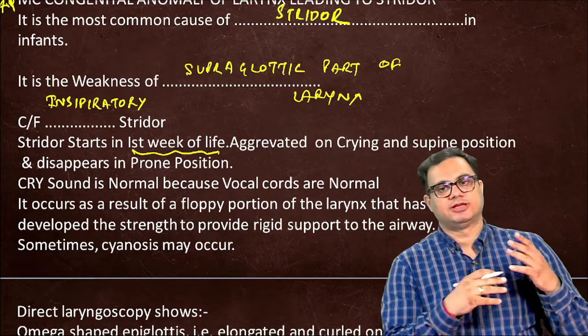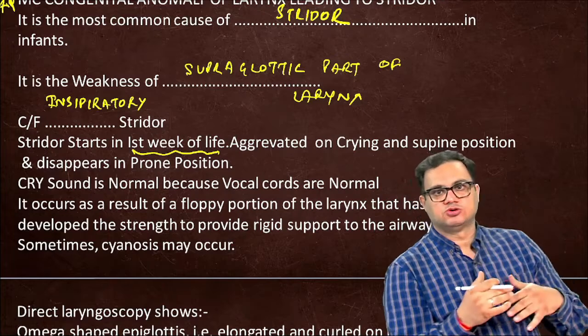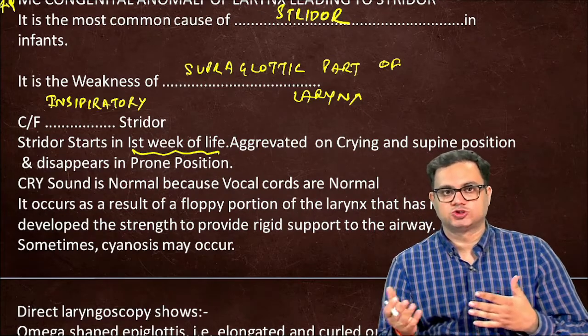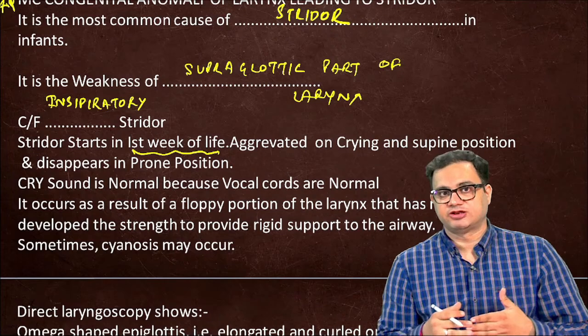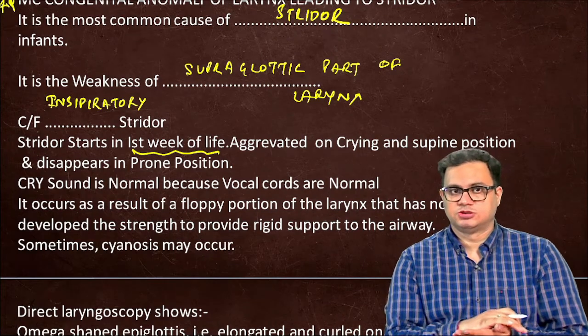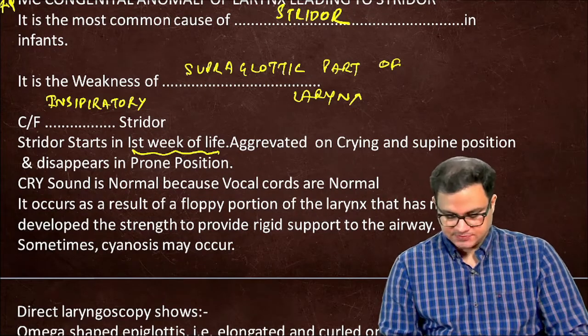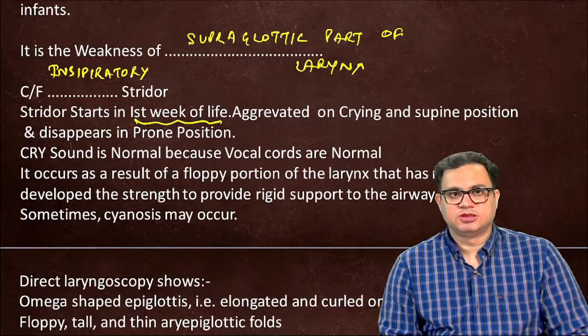When the patient is lying supine, the supraglottic part falls and comes into the airway. So in a baby who is crying or lying in a supine position, this stridor will be seen. But this stridor disappears when we make the baby prone, so this is a characteristic feature of the stridor of laryngomalacia. The cry of the baby will be normal.